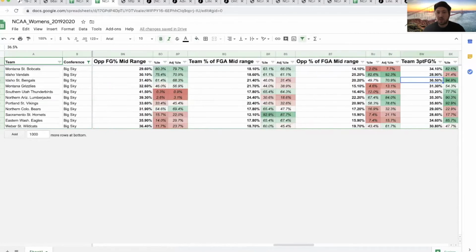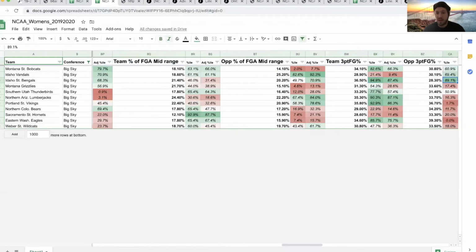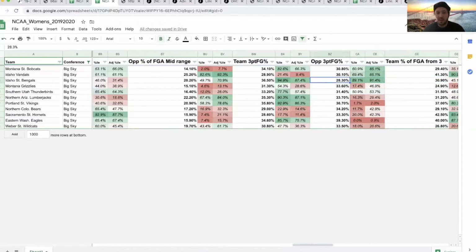Pretty standard across the mid-range. And then on the three-point side, they were a very good three-point shooting team. So the best three-point shooting team in this conference. So that's another pretty good indicator of success, especially on the offensive side, is three-point accuracy.